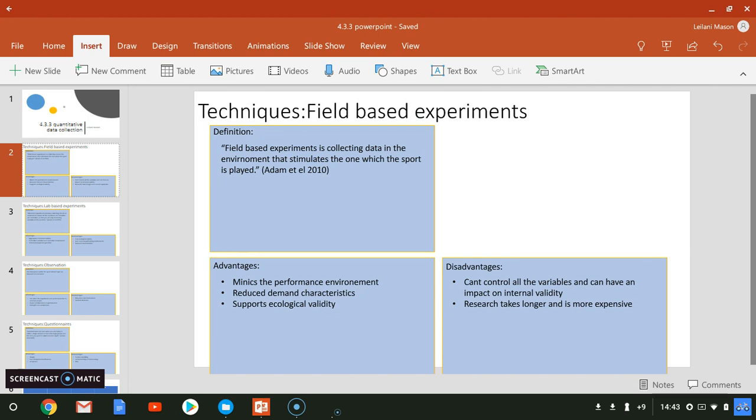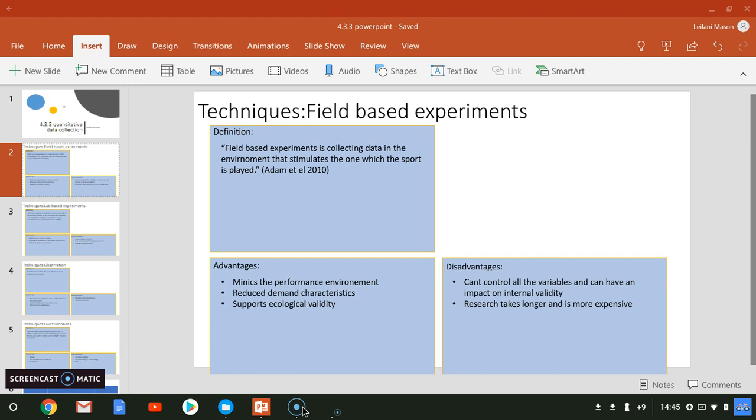So linking to gymnastics, this means that a researcher could be researching running speed for vault in gymnastics, and this experiment will take part in their normal gymnastics hall, so the participant feels comfortable with doing the experiment and it's all the natural environment. The advantages of field-based experiment is that it mimics the performance of the environment. So this means that there is a higher claim of ecological validity because you are collecting your research in a natural setting.